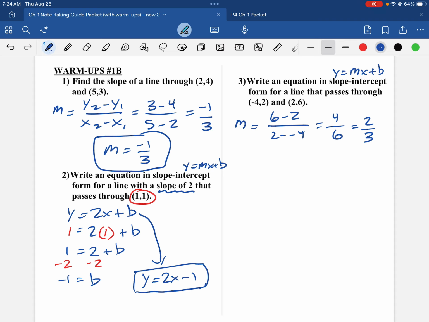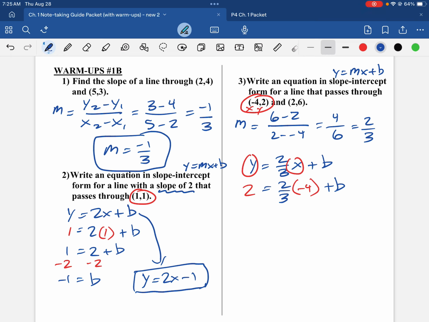Okay, so now when I'm thinking about this equation, y equals mx plus b, I know it's y equals 2/3 x plus or minus something. And just like I did on number 2, now I'm going to use one of the xy pairs. It doesn't matter which one, I'll use this one. So there's the x and y that I'm going to plug in into those 2 slots. So y is going to be 2, x is going to be negative 4, and then I can solve this for b, okay?